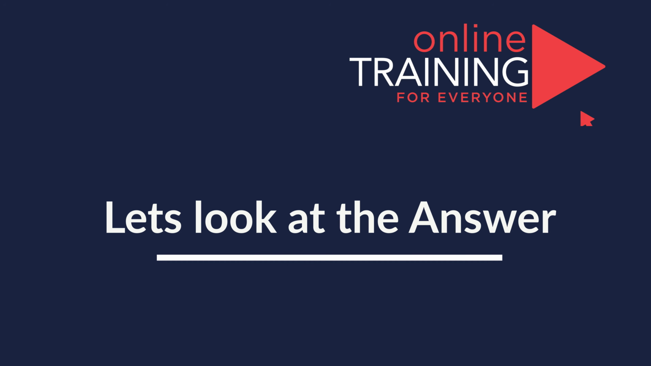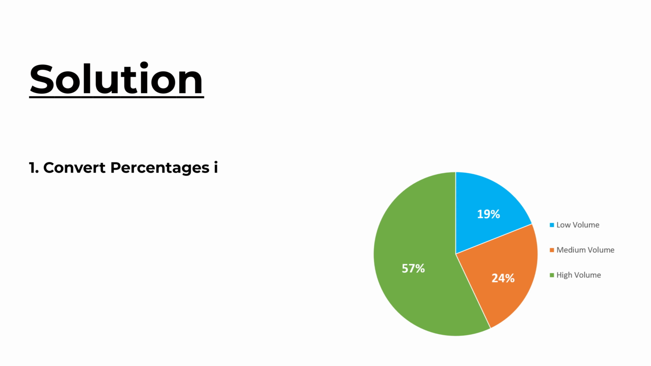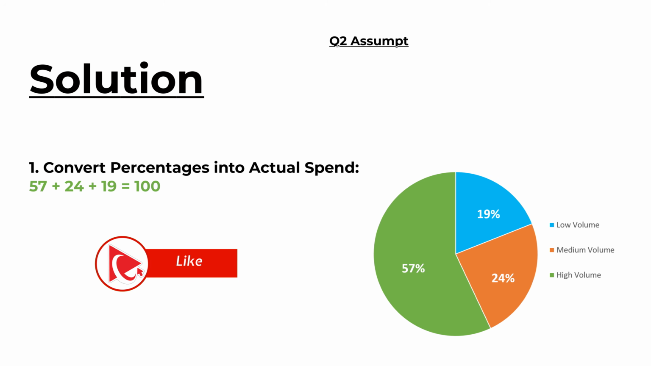One of the easiest ways to solve it is to correlate percentage spending to the actual numbers. For example, we have 57%, 24%, and 19%. We can do the math and create an equation of 57 plus 24 plus 19 would be equal to 100.